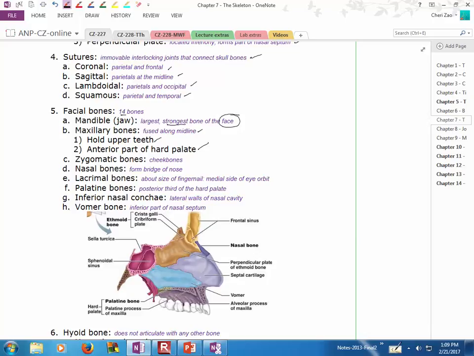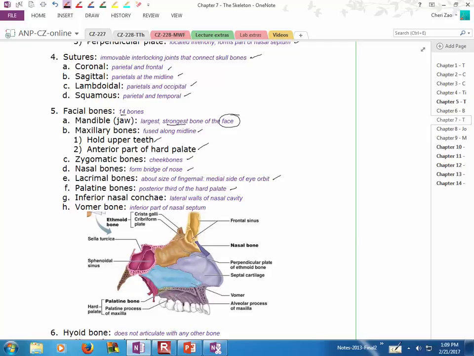Zygomatic bones are referred to as your cheekbones, and then the nasal bones form the bridge of your nose, and the lacrimal bones are lateral to the nasal bones and about the size of a fingernail and located in the medial aspect of your orbit. The palatine bones are odd little bones. They are also part of the hard palate, but they're posterior to our maxillary bones and form the last third of the hard palate, if at all that much.